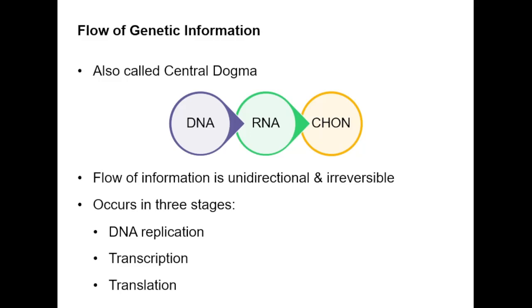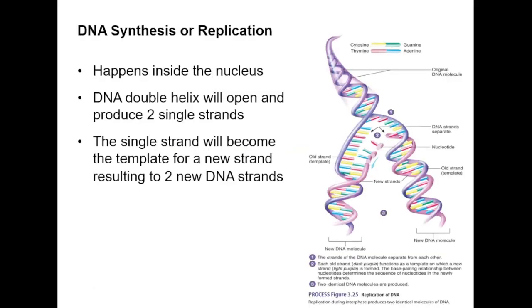The production of protein using DNA, or the central dogma, occurs in three stages, starting with DNA replication, transcription, and translation. So let's talk about DNA replication first. Later on, when we talk about the cell cycle, we will again go through DNA replication. So remember that your DNA is housed inside the nucleus. Thus, DNA replication will also happen in the same organelle.